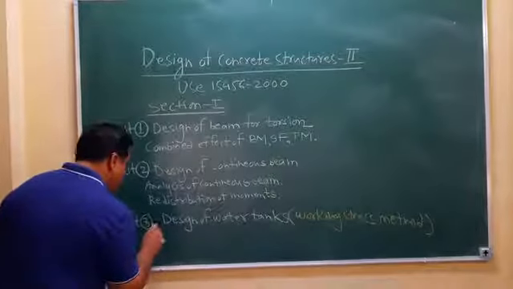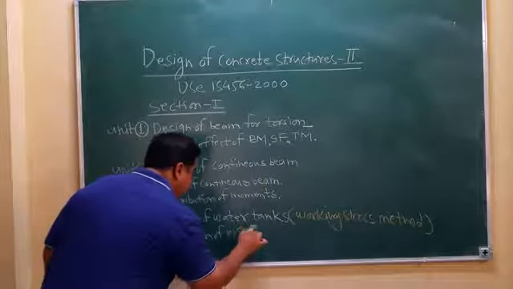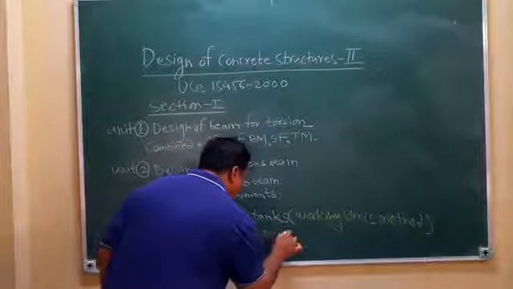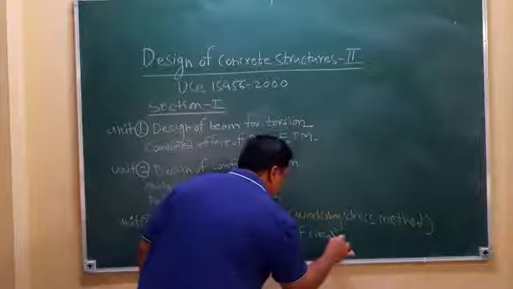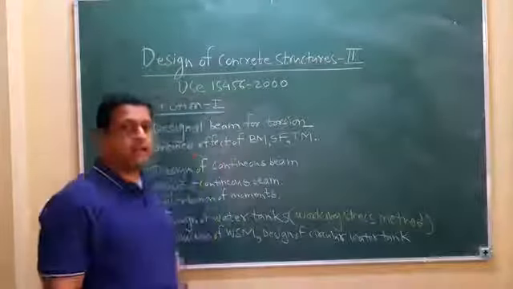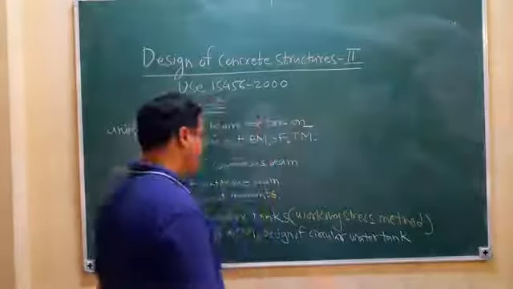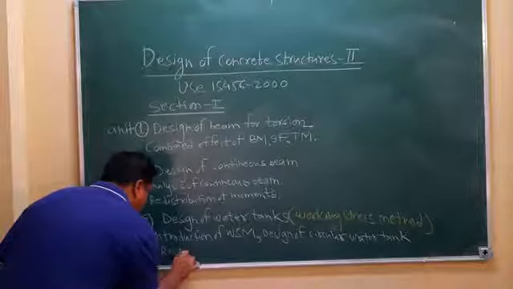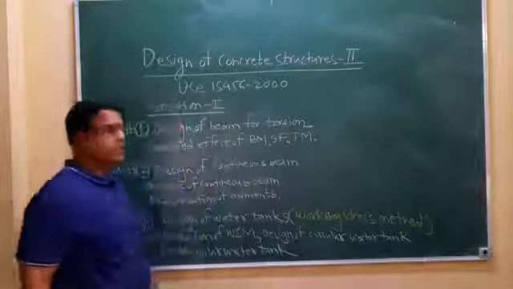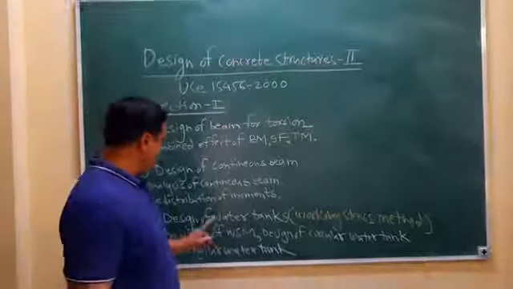Then in design of water tank, the introduction of working stress method is the sub part of this unit. Then design of circular water tank resting on ground, that part is included in this unit. Design of a circular water tank using different methods, and rectangular water tank. So these are some important listed parts of unit number 3.